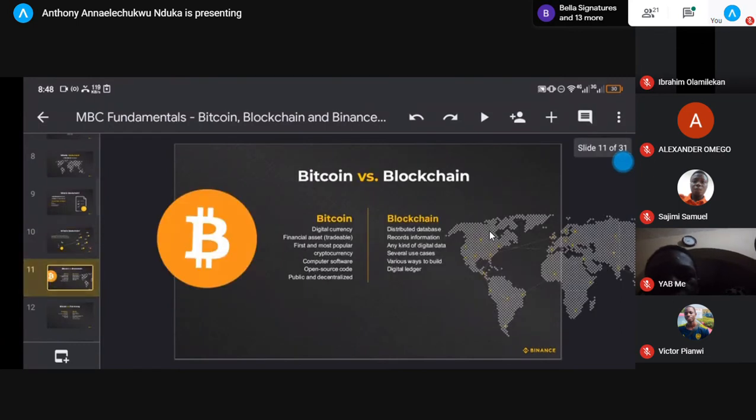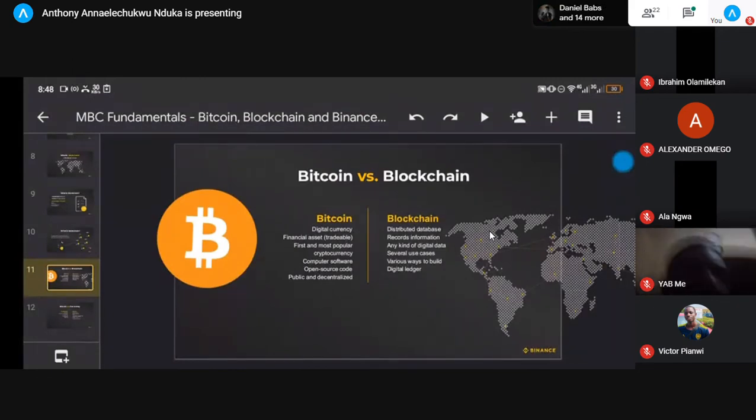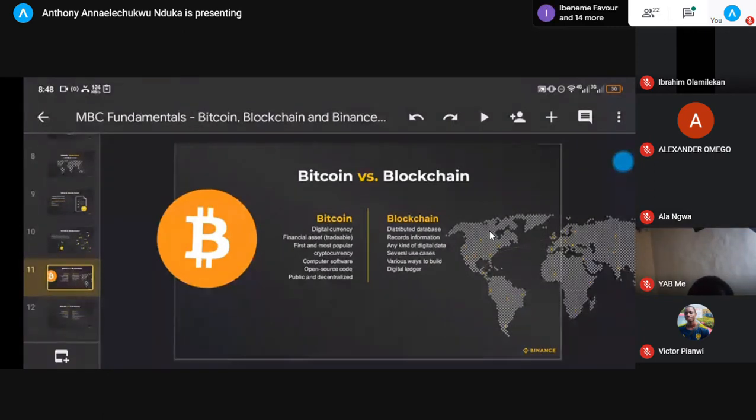Now, the next one is Bitcoin versus blockchain. It's just to tell us the similarities and the differences. Bitcoin is a digital currency, but blockchain is a distributed database. Blockchain is the house that powers Bitcoin. You understand?